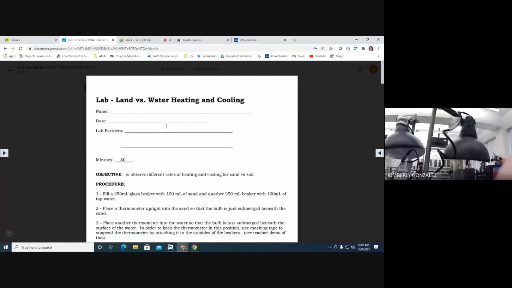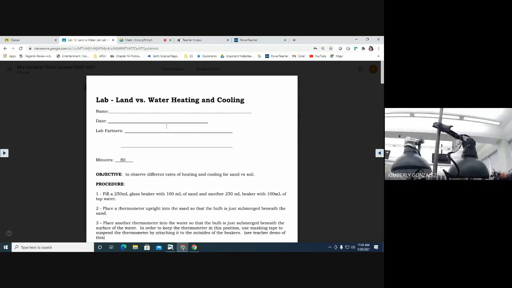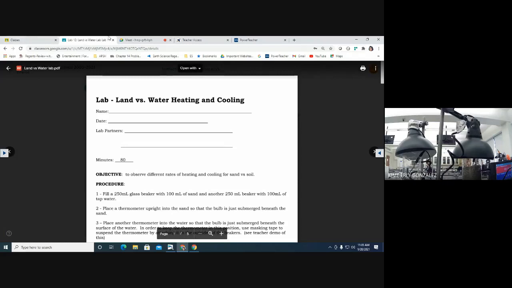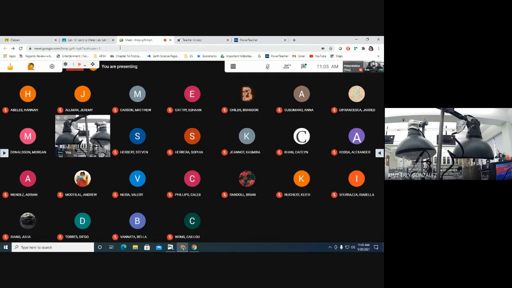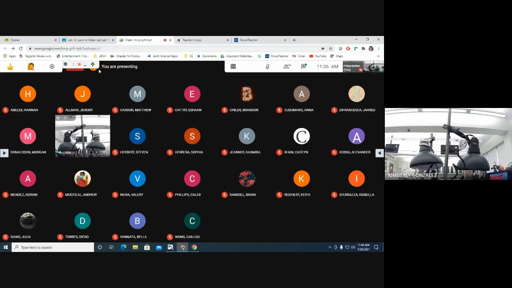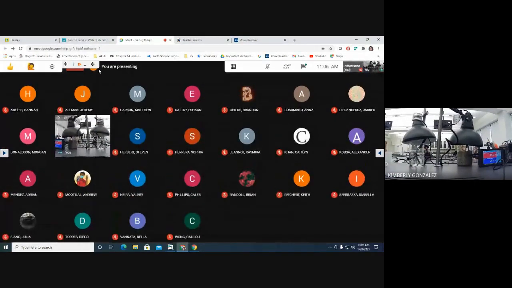For those of you who are home, which is a majority of you guys, you're gonna take your selfie with the setup, which you can see I have: a beaker full of water, a beaker full of sand, and 2 lamps. If you haven't done so already, you're gonna do it now. You guys can come up after and take your selfie with this.